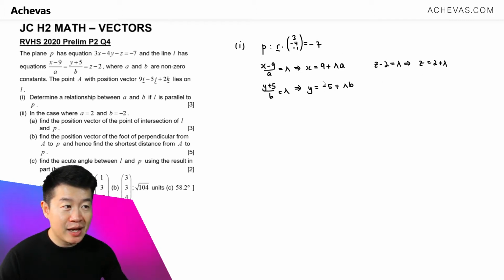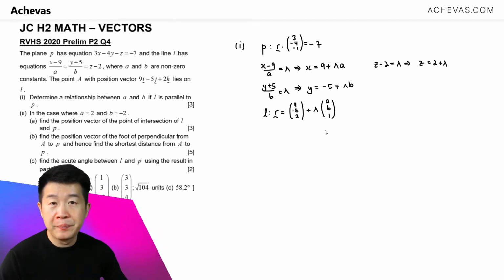But of course, this can be done through mental sum. So if you're able to do that, you probably can quote the equation of the line directly. It is going to be equal to x is 9, y is -5 here, and z is equal to 2 here. Keeping this as the first vector plus lambda of (a, b, 1).